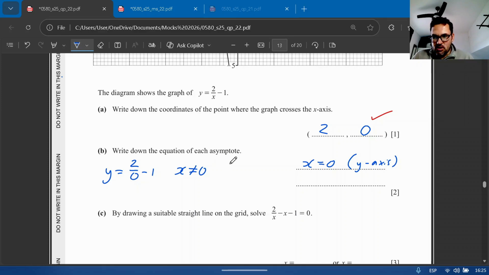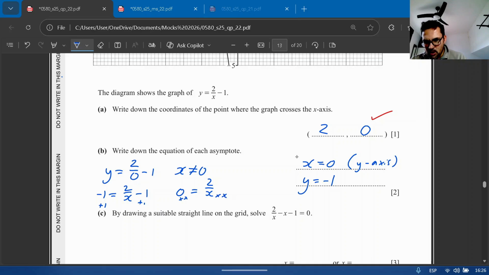And then as you can see, the other asymptote here is y equals minus 1. Okay, why is that? Because if we make y minus 1, then if we add 1 to both sides, we get 0 equals 2 over x. We have to multiply both sides by x to get rid of that x. So then we get 0 equals 2. Of course, that is impossible. 0 cannot equal 2. That would be nonsensical. So that's why y cannot be minus 1. That's why that's the other asymptote.